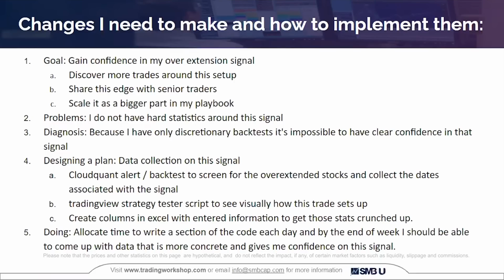So the way that I was going to design a plan to do that was the way that we talked about technology-wise, doing those three things, right? And actually doing that looks like taking time out of my day every day just to code a little bit of that technology, essentially.